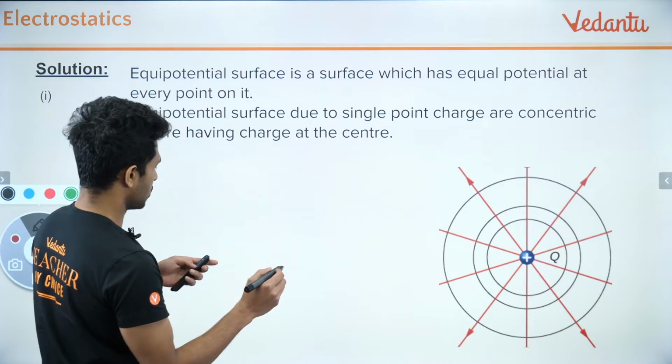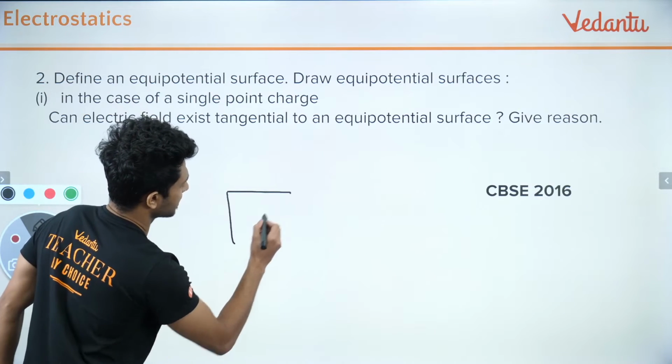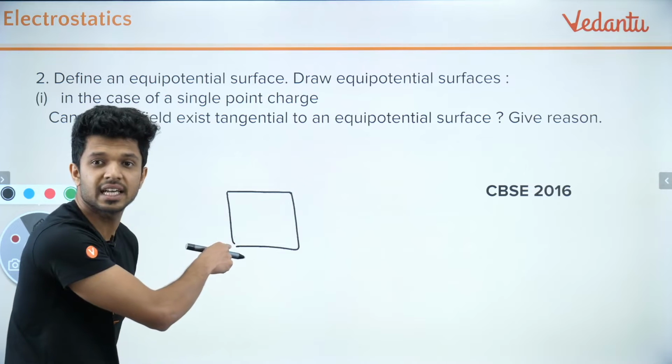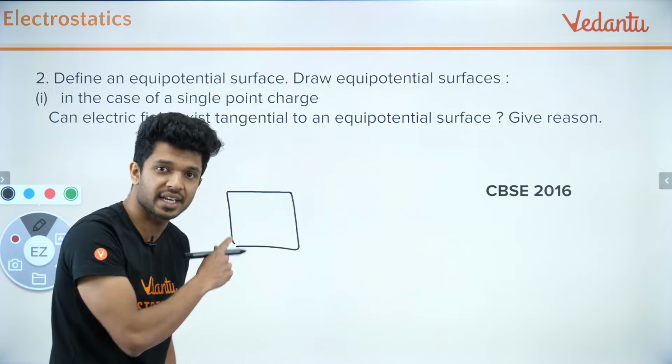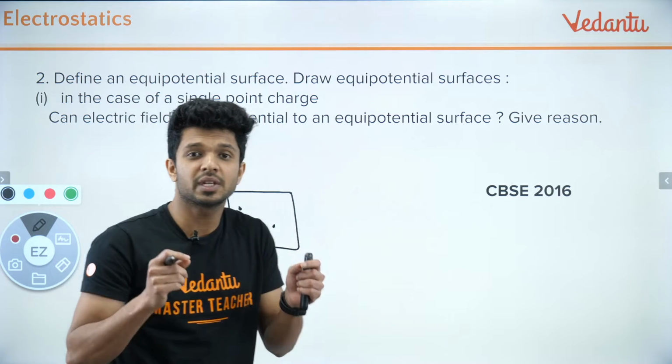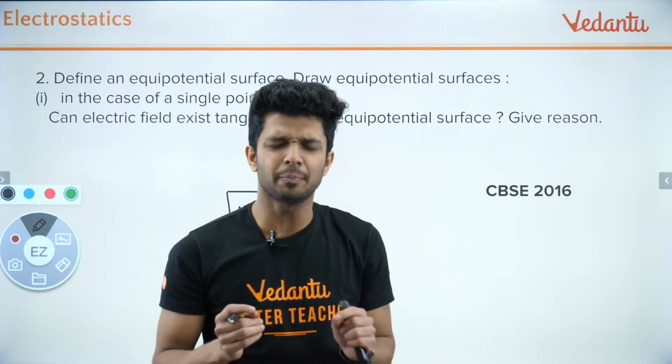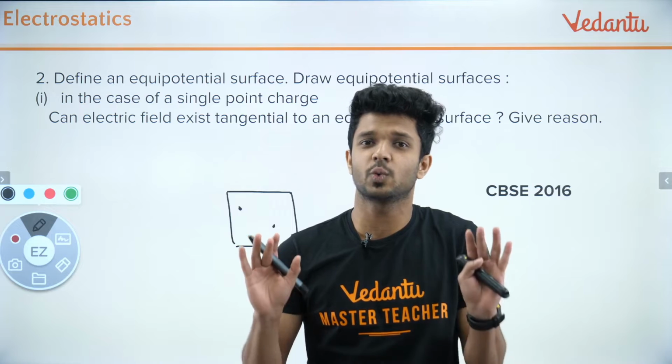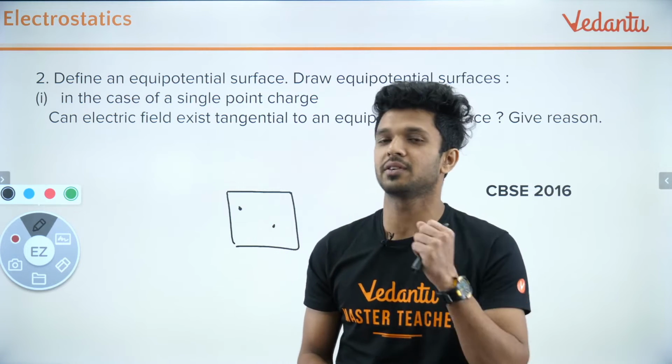Okay, so let me draw a surface like this. If this particular surface corresponds to an equipotential surface, and I mark 2 points on that surface, the potential should be the same. That kind of surface is simply called an equipotential surface. So whenever someone asks you the definition, you have to give this.